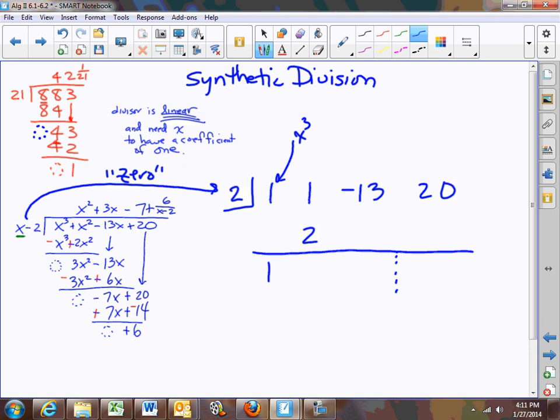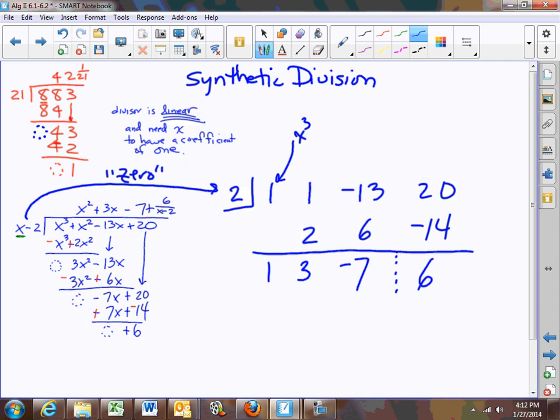If you put a number above the line, add it to the other number above the line and put the answer below the line. So 1 plus 2 is 3. Now, since we have a 3 below the line, 3 times 2 is 6. It goes above the line. Since we have a number above the line, negative 13 plus 6 is negative 7. Since we have a number below the line, 2 times negative 7 is negative 14. We put it above the line. 20 plus negative 14 is 6. And we're done, except for interpreting.